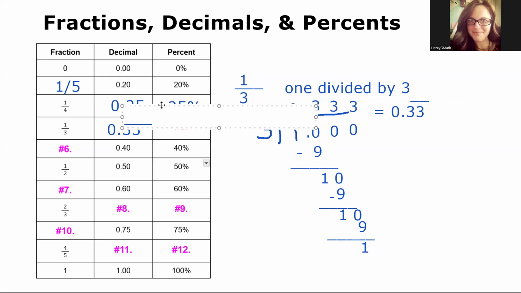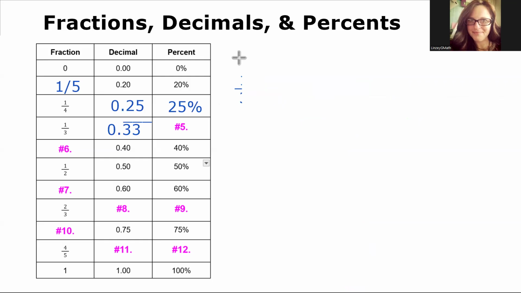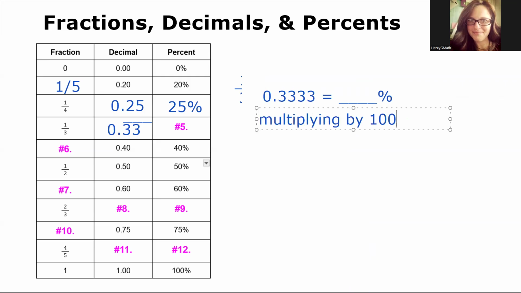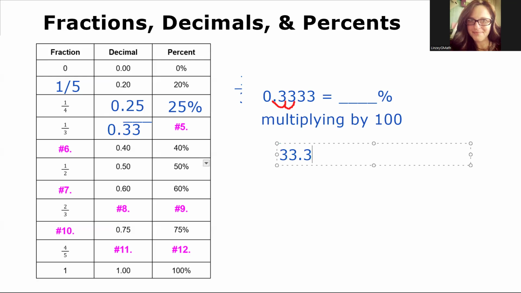And then we'll change this into a percent. 0.33 repeating as a percent. We'll move the decimal by multiplying by 100. We'll move the decimal to the right 2 times. 1, 2. And we end up with 33.33 repeating percent. Put the bar on the top to indicate the repeating numbers.